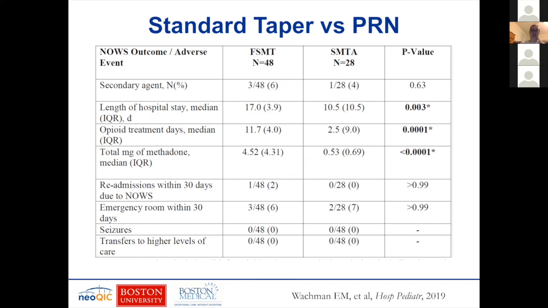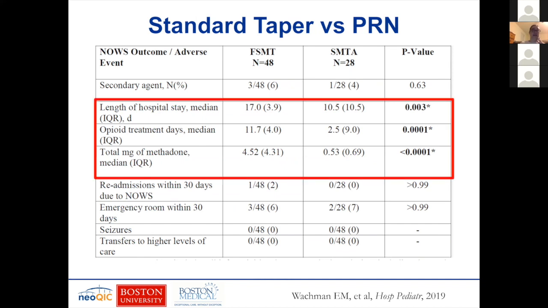So we found that overall we were able to decrease the median length of stay by about a week for babies that required pharmacologic treatment, with less exposure to methadone in those babies. And we did see that there was no increase in our balancing measures of readmissions or ER visits in that cohort.